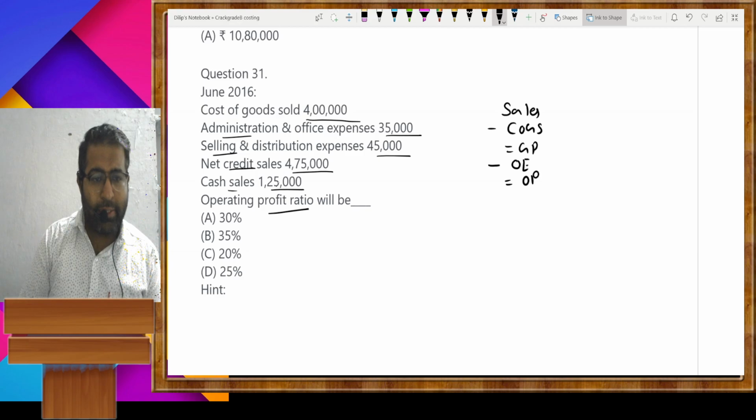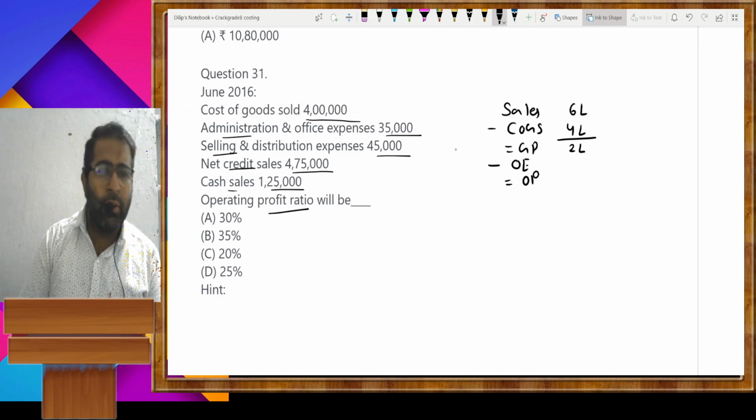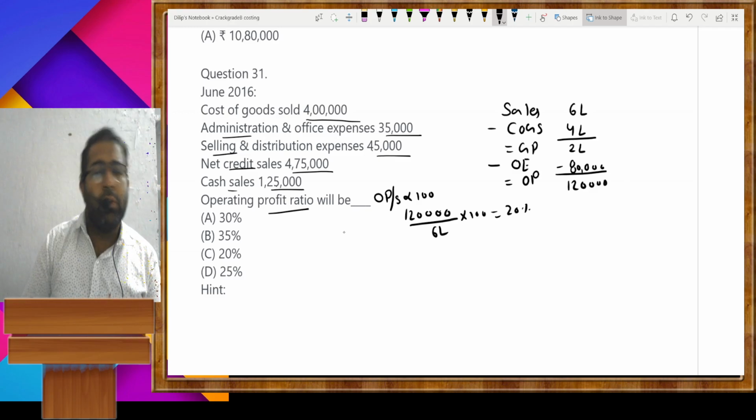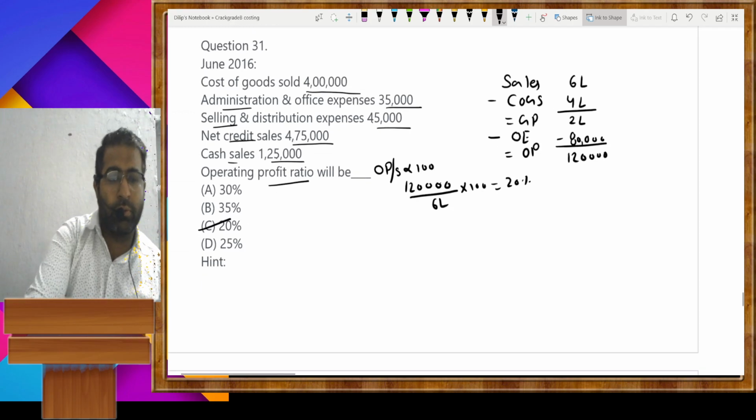Sales is total sales 6 lakh, either cash or credit. When we deduct 4 lakh, then the answer is 2 lakh. Now 45 and 35, 80,000 we have to deduct from here. Operating profit is 1,20,000. Operating profit ratio is operating profit divided by sales multiplied by 100. 1,20,000 divided by total sales 6 lakh into 100, that is 20%. So answer is 20%.